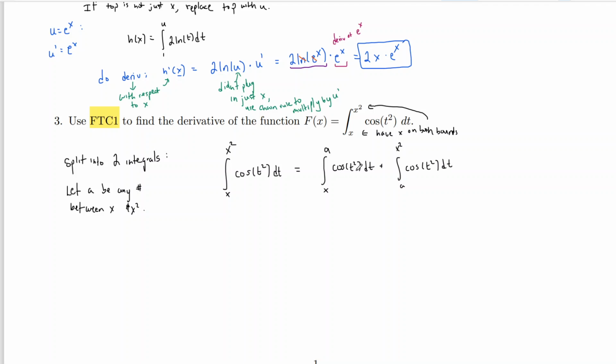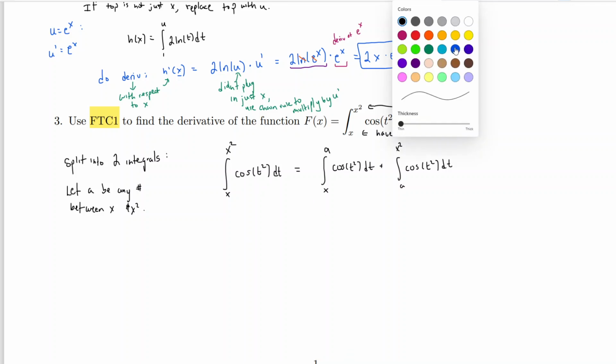Right. Now, we're used to the property from the last section going from right to left. But the way you want to think about it is we're finding the area from x to a, and then we're finding the area from a to x squared. Well, if we're doing that, then that's the same thing as finding the area from x to x squared. So it should make sense.